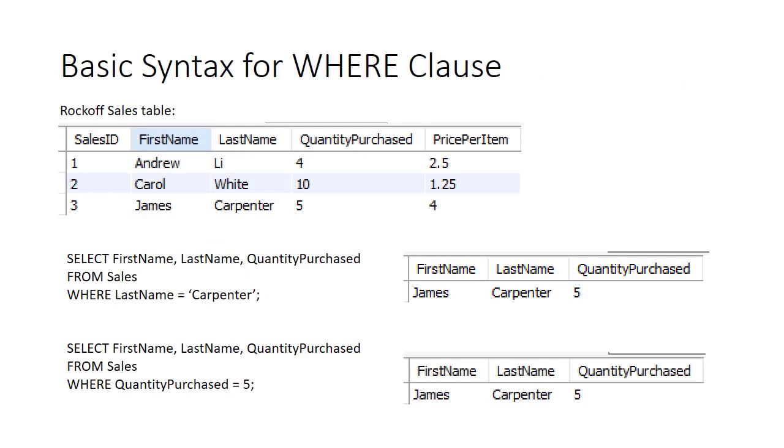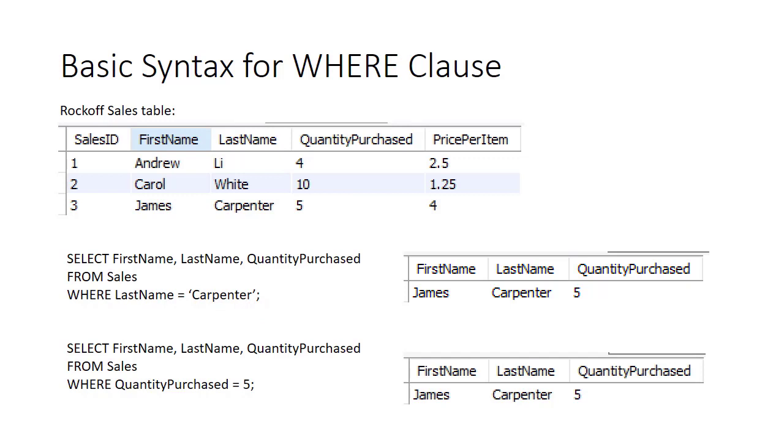The basic syntax for the where clause is illustrated here. This is our sales table from the Rockoff database. In the first example, we're going to select the first name, last name, and quantity purchased. And here we're going to specify where the last name of our customer equals Carpenter. Notice we're using single quotes here. Carpenter is a character data field, so we would use single quotes in the where clause.